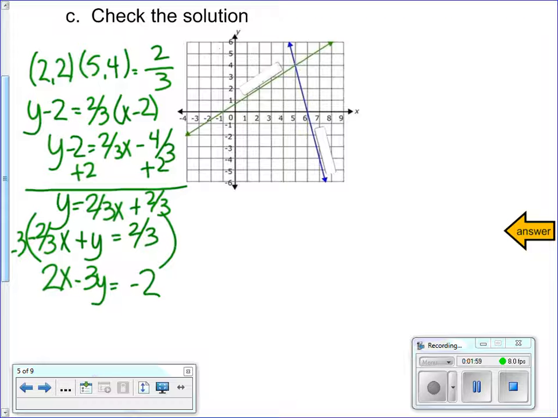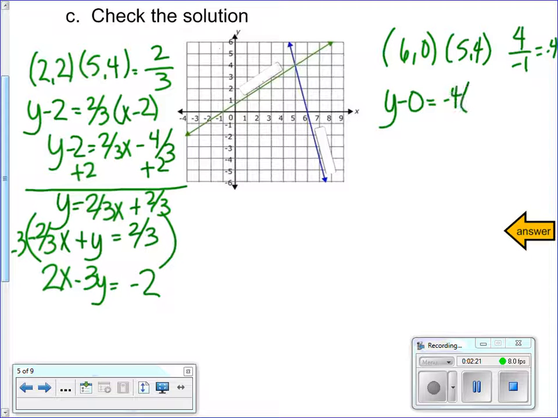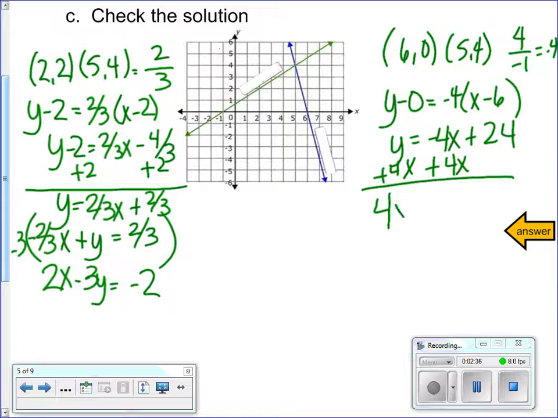Now the blue one, I'm going to pick 2 points, (6, 0) and (5, 4). My slope is 4 minus 0 over 5 minus 6, so my slope is 4 over -1, so that is -4. Start with point slope, y minus 0 equals -4 times x minus 6. Y equals -4x plus 24. Add 4x to both sides, and I get 4x plus y equals 24.